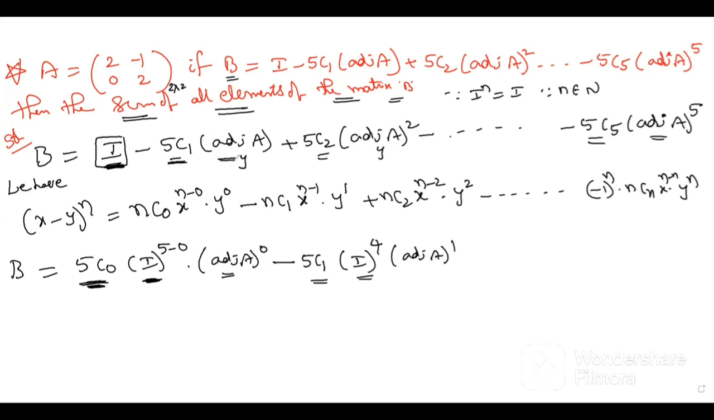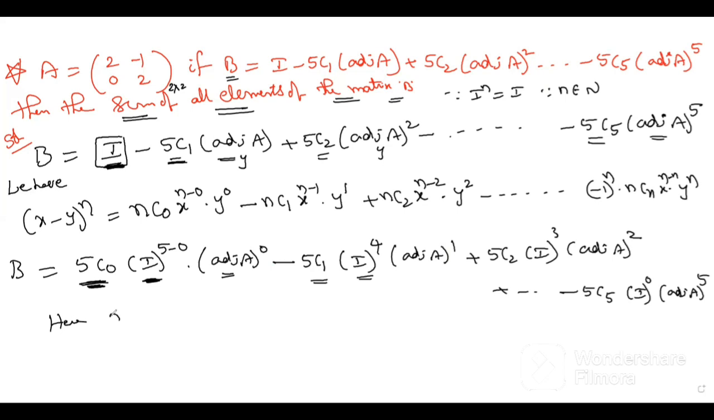5C1 value is 5, I to the power 4 is I, into adjoint of A. So it is written as 5C1 into I to the power 4 into adjoint of A plus 5C2 into I to the power 5 minus 2, that means 3, into adjoint of A whole square, and so on. Last term is 5C5 I to the power 5 minus 5, that is 0, adjoint of A to the power 5. Here x is equal to I, y is equal to adjoint of A, n is equal to 5. Direct substitute in the formula. So B is equal to x minus y power n.